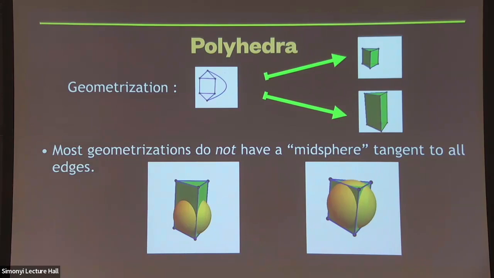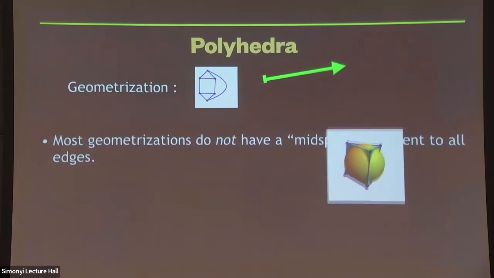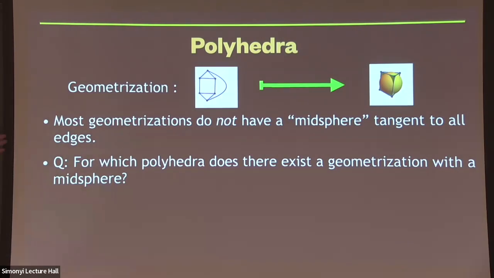So we're interested in the situation where you give me some combinatorial data and there is a realization of that data geometrically so that there's a midsphere. The question is, for which combinatorial types of convexly realizable polyhedra, aka three-connected planar graphs, does there exist a geometrization with a midsphere? And the answer is very nice. It's all in 3 dimensions. In 4 dimensions, it's not true. There are already convexly realizable polyhedra for which there is no geometrization with a midsphere.